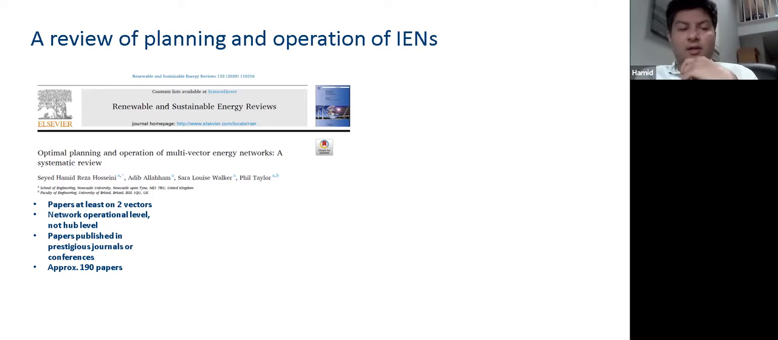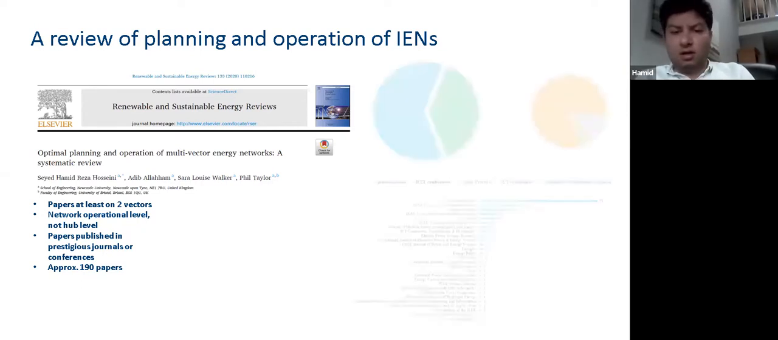We also selected papers on network operational level analysis, not just hub level. We considered papers published in prestigious journals and conferences, almost all recent, around 4 or 5 years ago. We selected something around 190 papers.